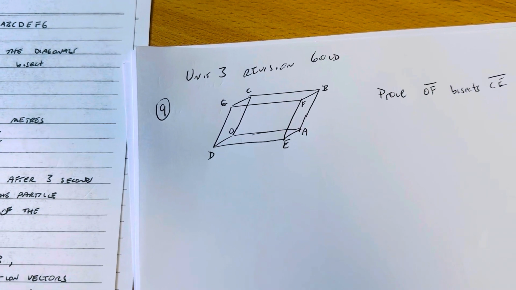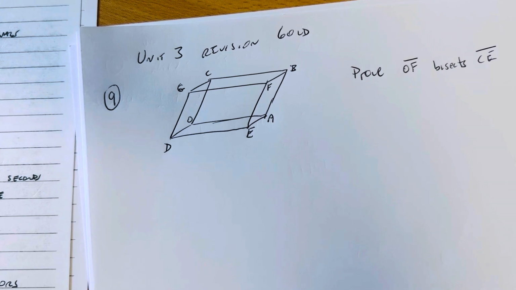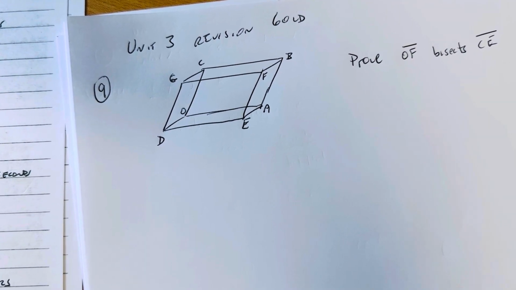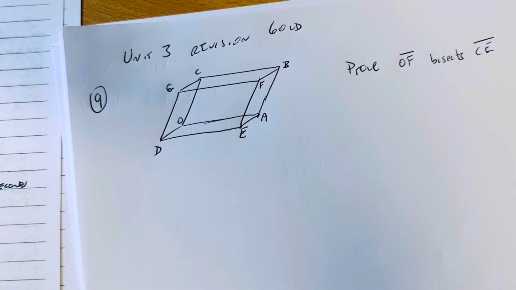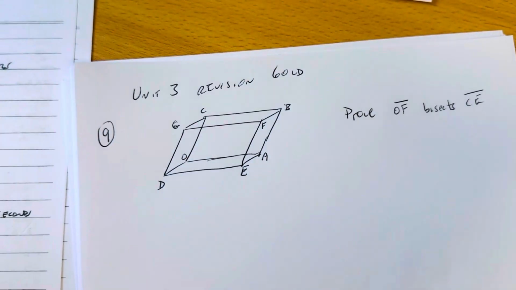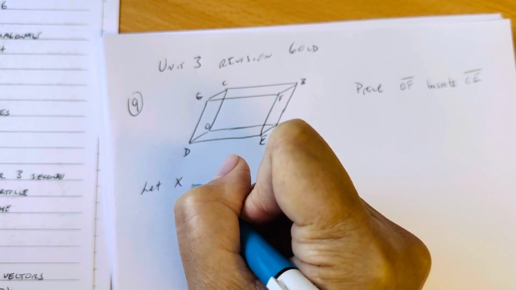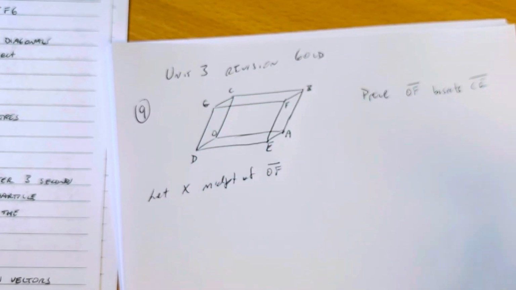Okay, Unit 3 revision goal question 9 is a geometric proof. We have a parallelepiped labelled as such, and we've got to prove that the diagonals OF and CE bisect one another. Now my first thing, I'm going to say let X be the midpoint of OF.